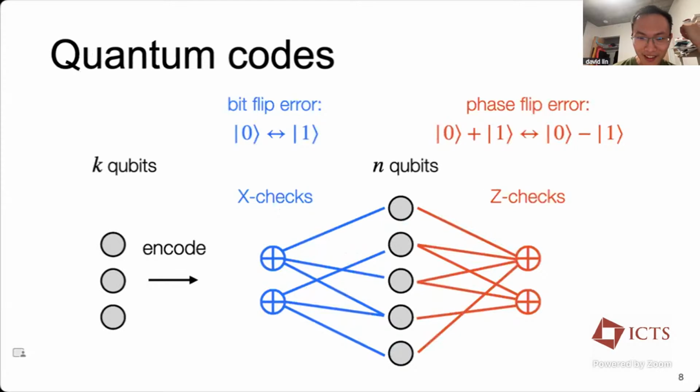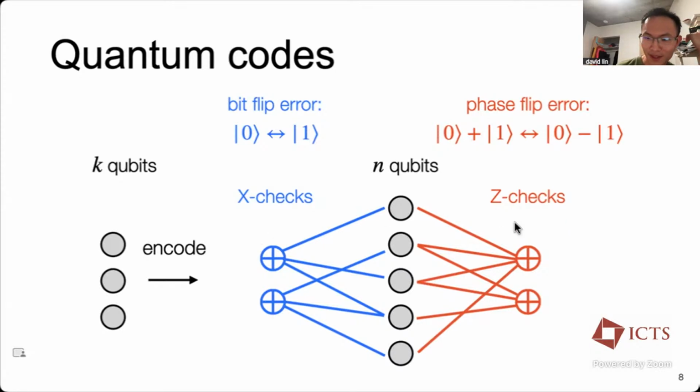For quantum codes, it's actually kind of similar. So again, you have these parity checks, X checks and Z checks. But now there are two types of errors. One is the usual 0 to 1 kind of bit flip error. But there is another kind, which is known as the phase flip error. So they would change the phase between 0 and 1. And because you have two types of error, you also have two types of checks.